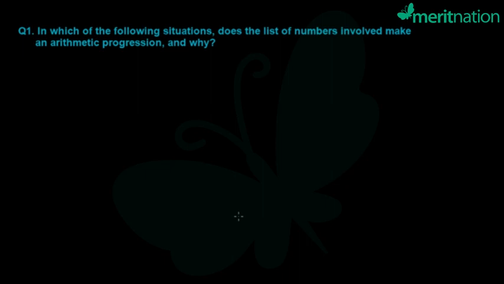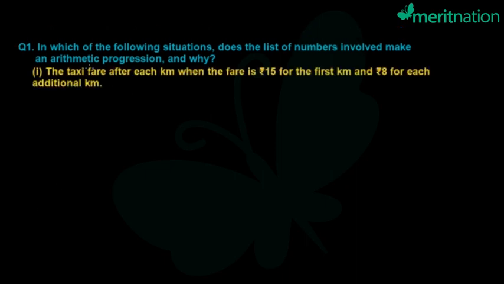Hello students, in this question it says, in which of the following situations does the list of numbers involved make an arithmetic progression and why? The first part of this question is the taxi fare after each kilometer when the fare is rupees 15 for the first kilometer and 8 rupees for each additional kilometer. So that means we have to observe the fare after each kilometer. Okay, after each kilometer. This is important.